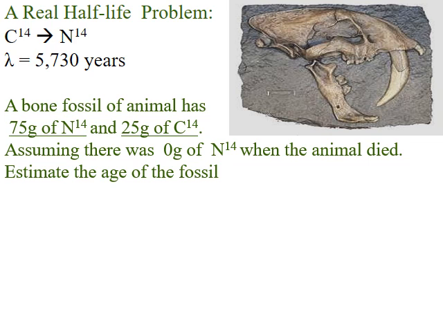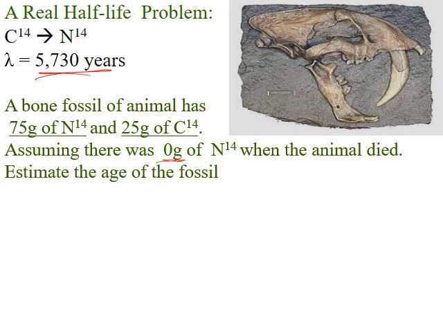Now, a few quick things to note. One, because this half-life from carbon-14 to nitrogen-14 is so huge, you can always assume that for animals, there's 0 grams to start, because no animal lives for over 1,000 years. So no animal ever has anywhere near the total half-life span in its real life. So we always assume that it starts with 0.